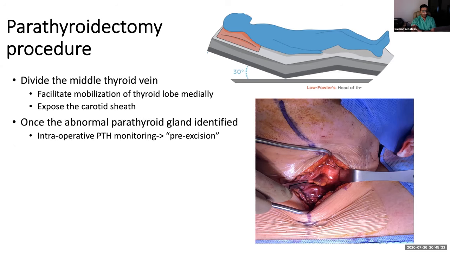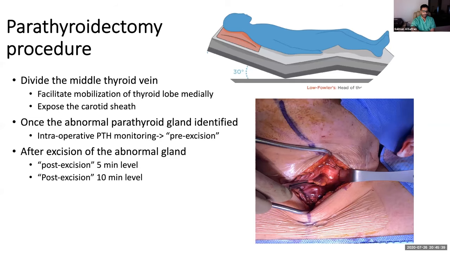Once the abnormal parathyroid gland is identified, you're going to do your intraoperative PTH monitoring. So now you're going to do the pre-excision level before you excise it. You do a pre-excision PTH level and you send it to the lab. And then after you excise the gland, you do a post-excision 5 and then a post-excision 10-minute level.